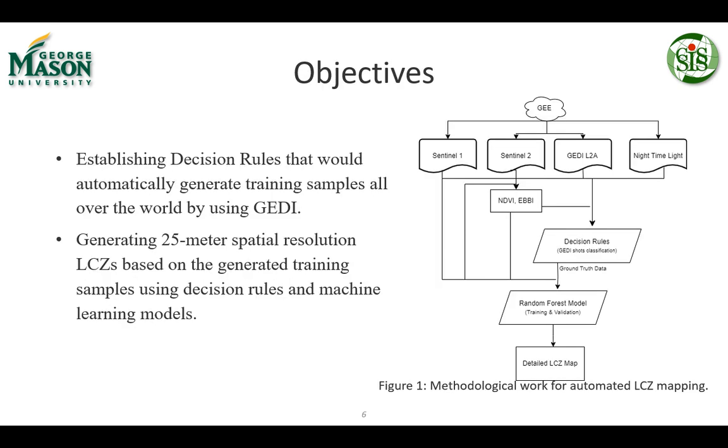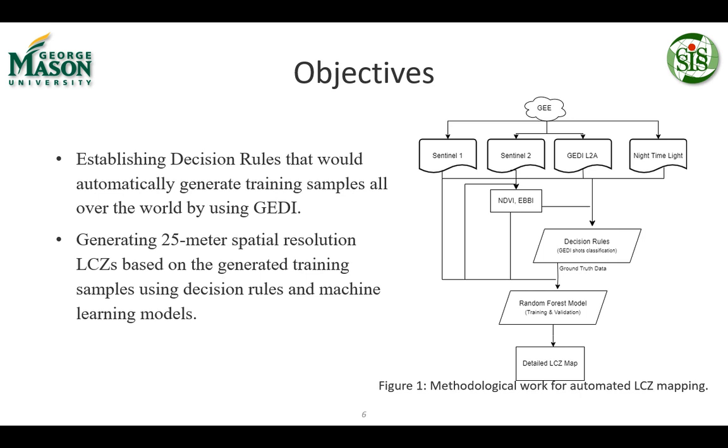The objective is, first of all, to establish decision rules that will automatically generate training samples. We use the GEDI data set combined with other satellite data to develop a training data set, use this training data set to train the algorithm, and apply that to the satellite imagery.